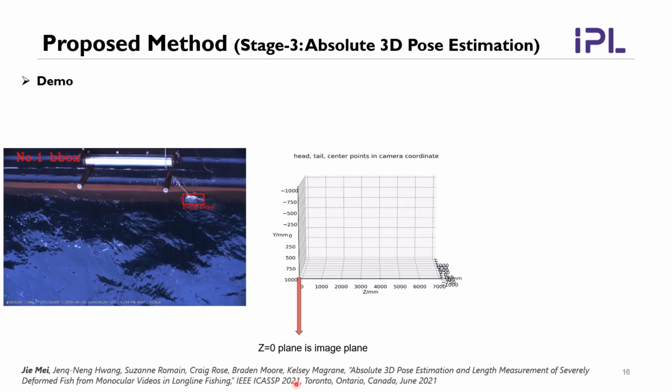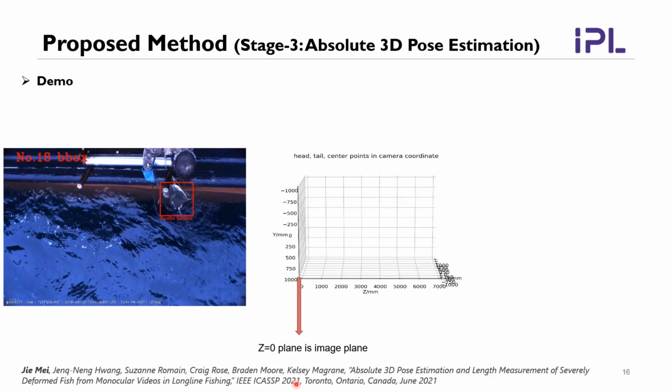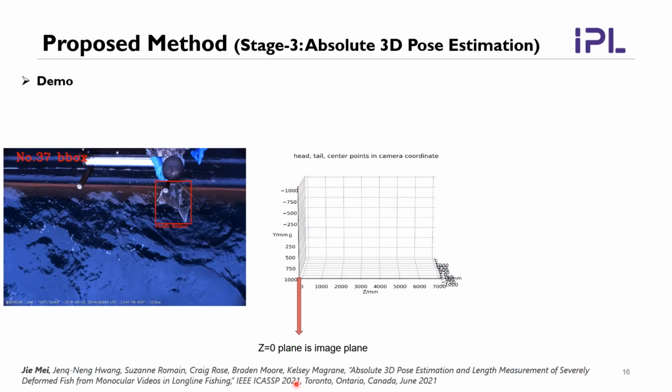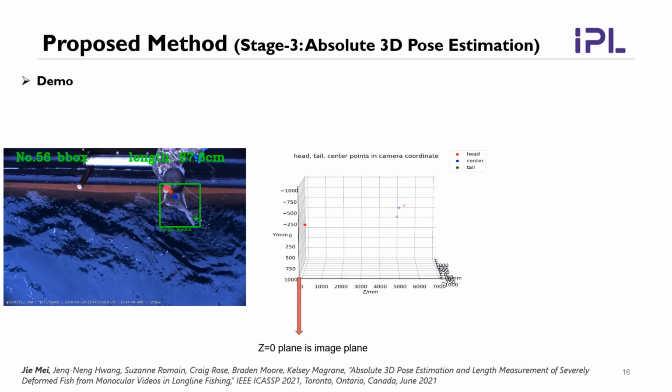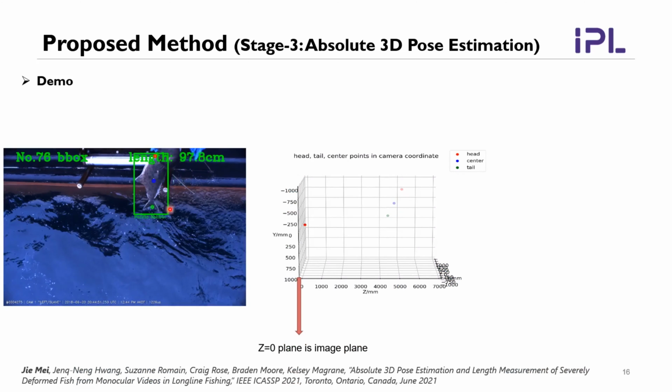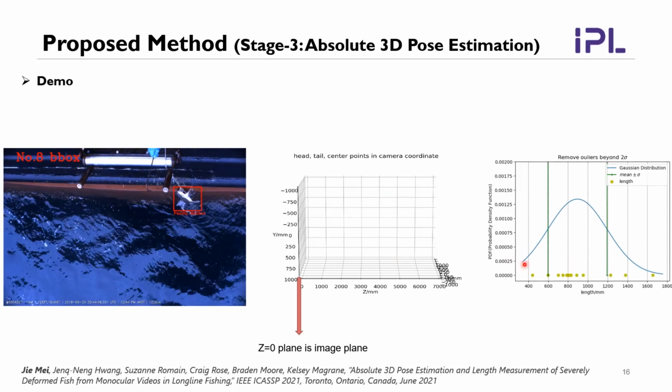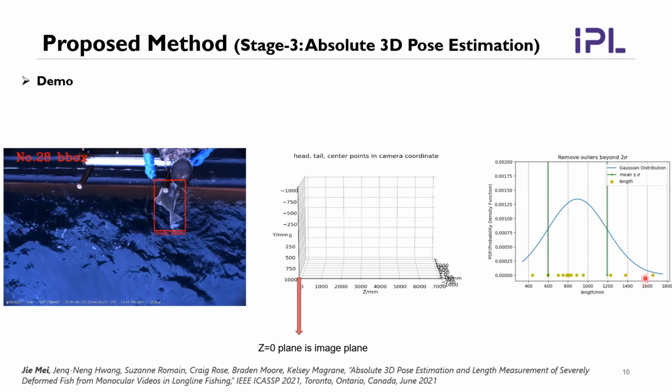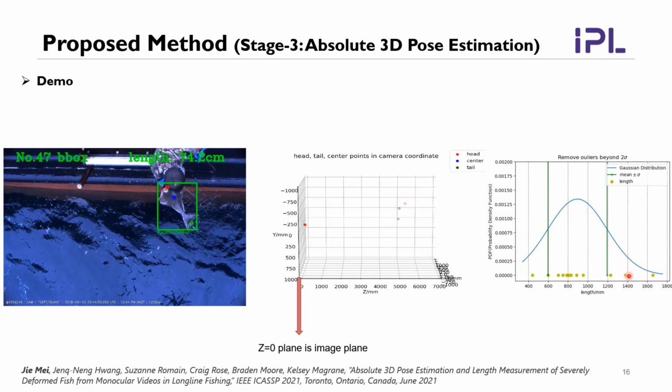Here is a demo for stage 3. Because the initial bounding boxes are underwater, and the last few boxes are occluded, we only use green bounding boxes for length measurement. For each image, you have a measured length. Finally, we use a Gaussian distribution to remove some outliers and calculate the average length.